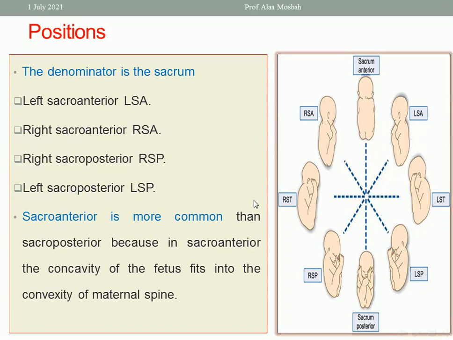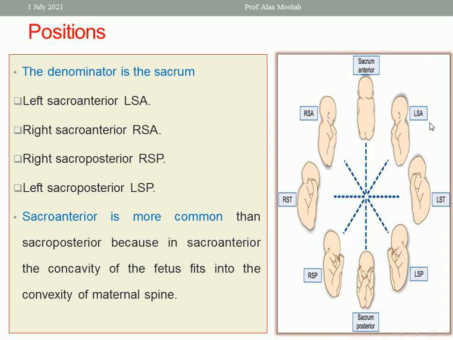What are the positions of the breech presentation? The denominator here is the sacrum. So where is the sacrum? Position means relation of the back of the fetus to the anterior abdominal wall of the mother, whether anterior, posterior, to the right or to the left. So all these are varieties in the position. This is left sacroanterior, this is right sacroanterior, this is left sacroposterior, this is right sacroposterior, and if it is direct anterior or direct posterior or transverse, right or left.